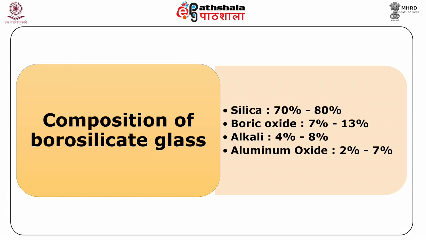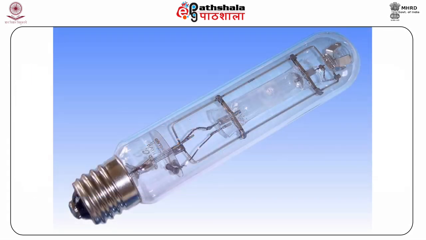2-7% amount. Aluminosilicate glass. This type of glass has got aluminium oxide added to it. Although it is similar to borosilicate glass, it is harder to fabricate and has got greater chemical durability. It can withstand very high temperature as its melting point is almost 1000 degrees Celsius. It can be used as resistors for electronic circuits.